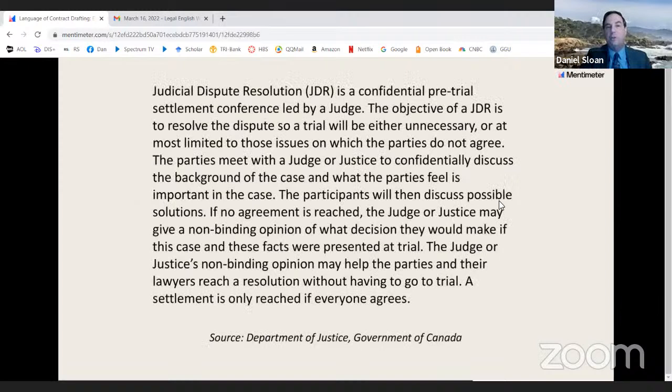And judicial dispute resolution, JDR, is a confidential pretrial settlement conference led by a judge. And that's very common here in the United States, where we have a pretrial conference, settlement conference. Many times we're going to be talking about JAMS, or Judicial Arbitration Mediation Service, or AAA. Some of those judges will go on after they retire, work there, but they do a lot of pretrial stuff themselves.